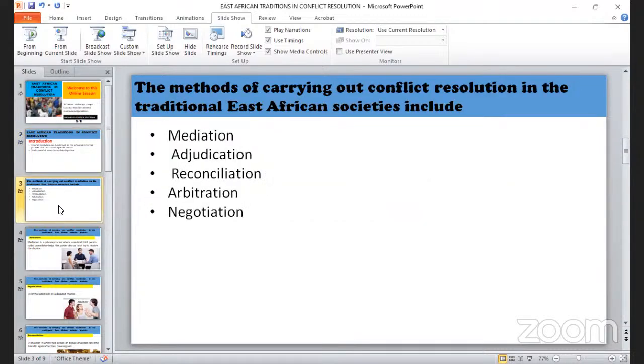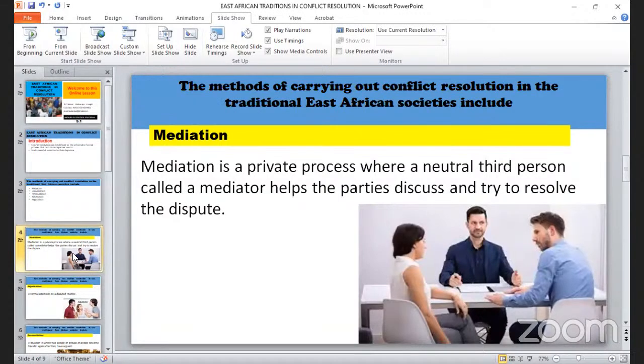And we said that in the African setting, the methods of carrying out conflict resolution included mediation, adjudication, reconciliation, arbitration, and even negotiation. In case they had a conflict, they used those methods to settle their conflicts. Right now, we are looking at mediation, a private process. There must be a neutral person. What do we mean by that word neutral?